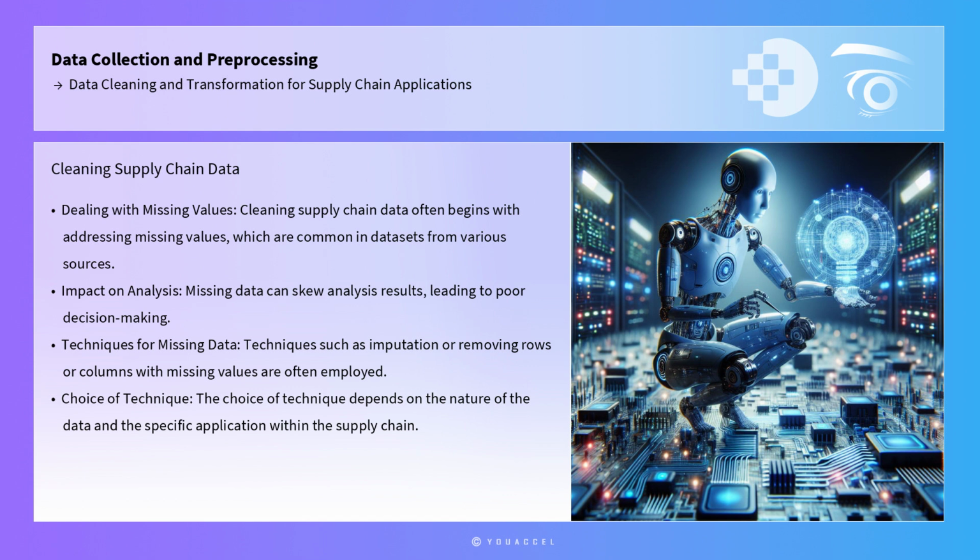In practice, cleaning supply chain data often begins with dealing with missing values, which are common in datasets derived from various sources. Missing data can skew analysis results, leading to poor decision-making. Techniques such as imputation, where missing values are replaced with estimated ones based on other available data, or simply removing rows or columns with missing values, are often employed. The choice of technique depends on the nature of the data and the specific application within the supply chain.